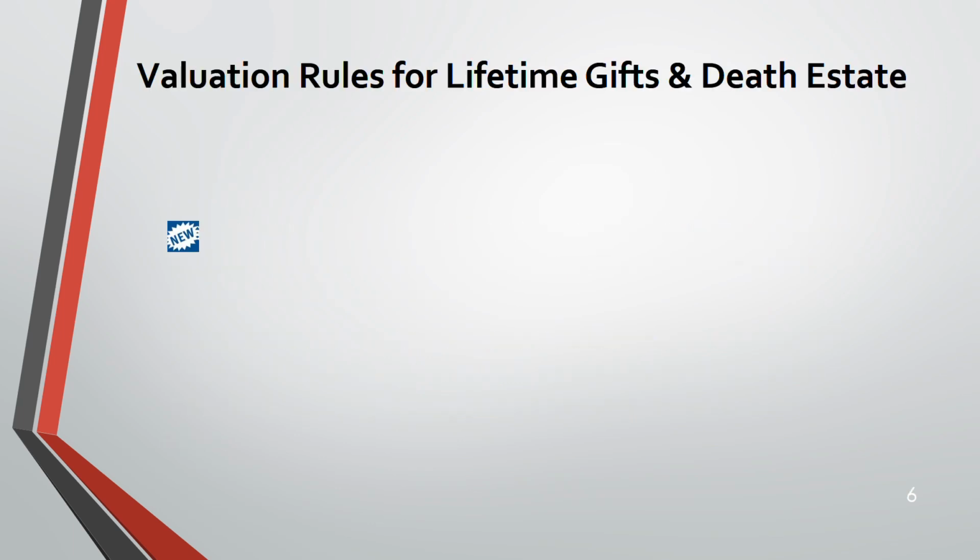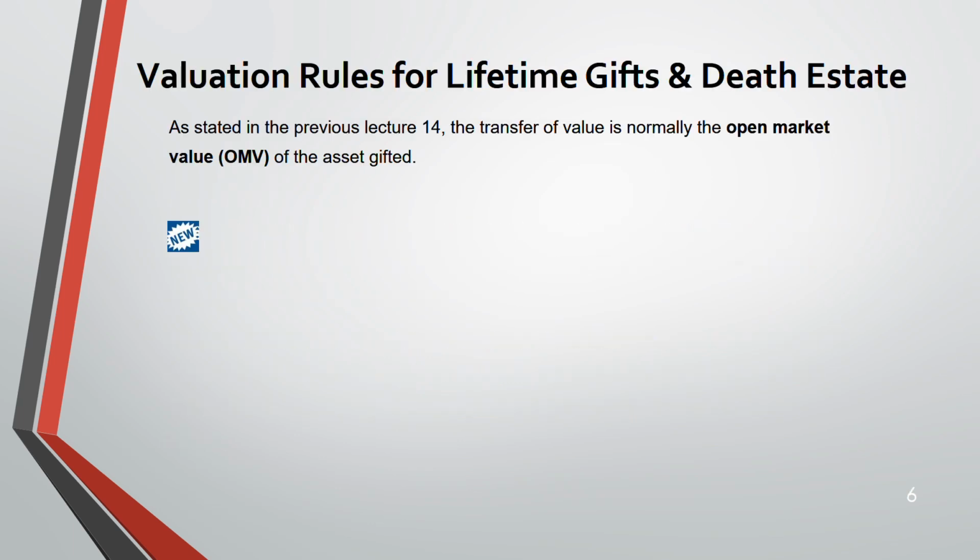As stated in the previous lecture, I'm sorry, the previous lecture is 13, not 14. This is the 14th lecture. As stated in the previous lecture, the transfer of value. So we start IHT with the transfer of value. It is normally the open market value, OMV, of the asset gifted. This we all know. But some assets have special valuation rules.